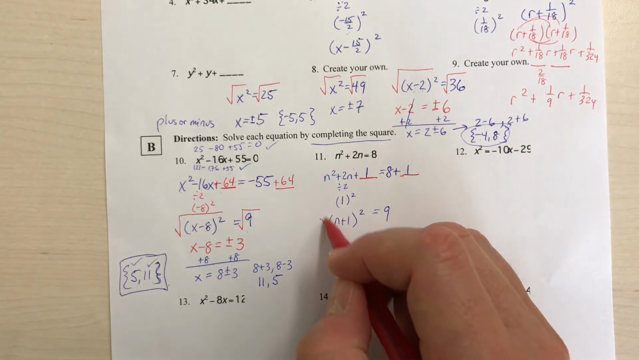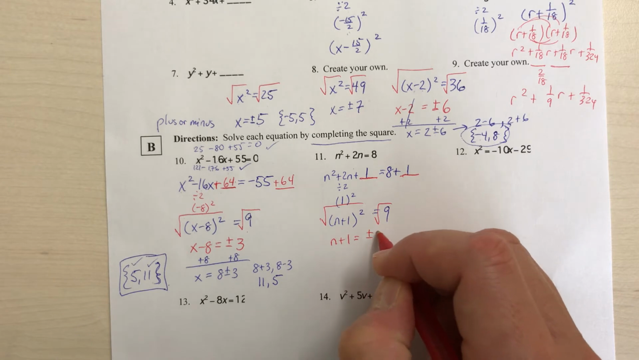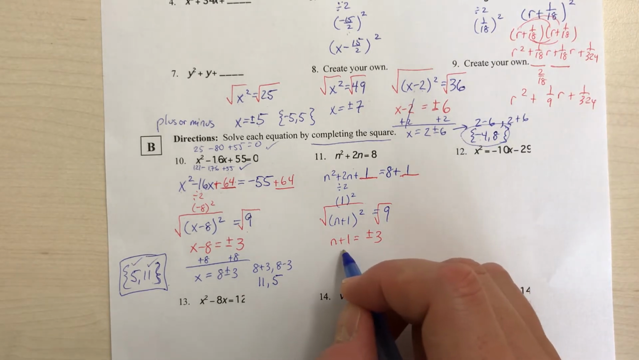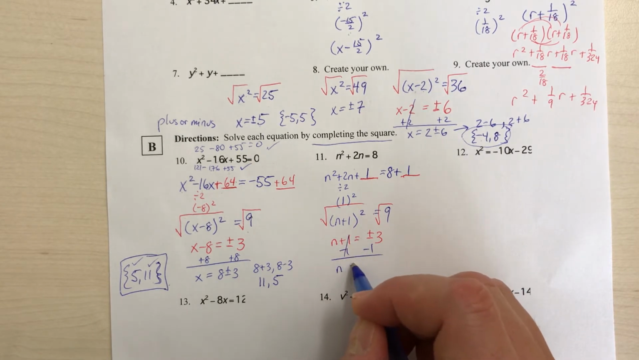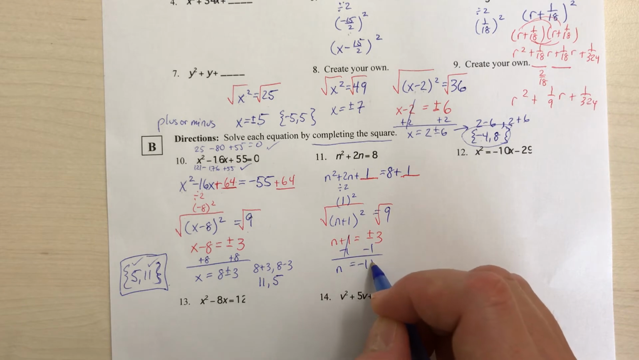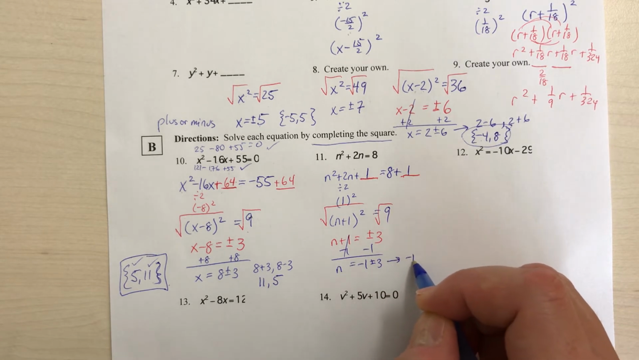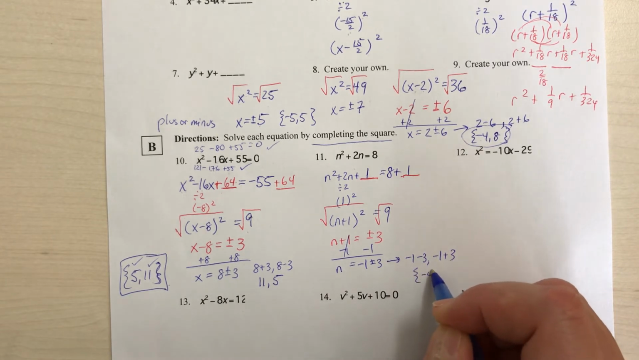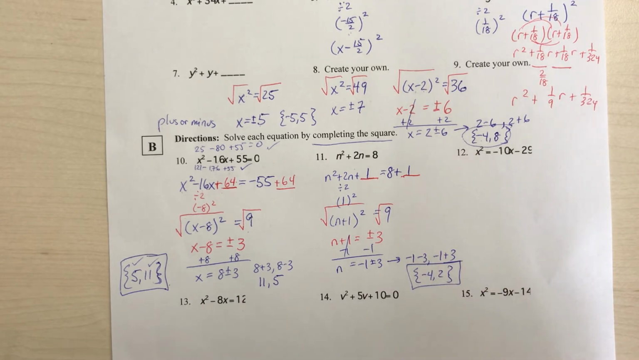And now we solve it by taking the square root, n plus 1. Again, that's plus or minus 3. And then we can subtract 1 from both sides. So now we get n equals negative 1 plus or minus 3. So that would be negative 1 minus 3, negative 1 plus 3, and we get negative 4 and positive 2. And there we go.